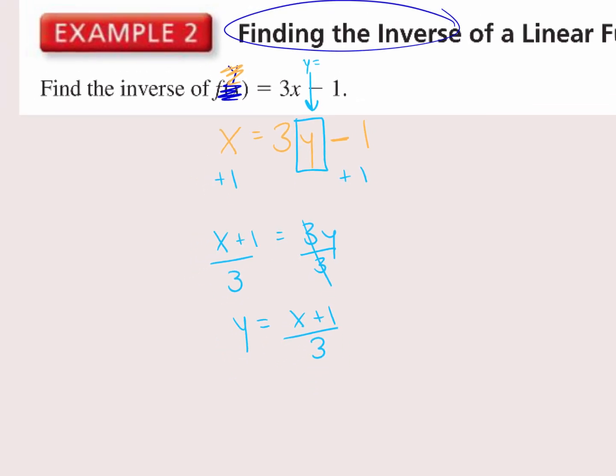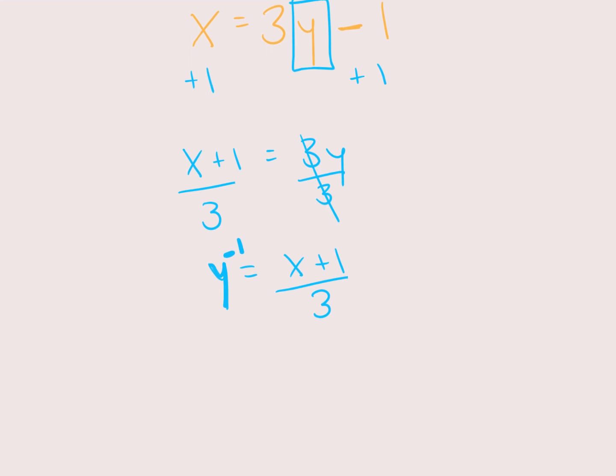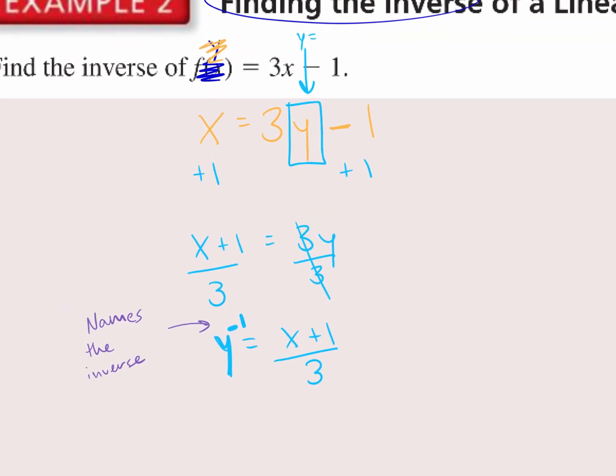Now the last step, we just have to name our inverse. So we put a little -1 exponent on the y just to say this is the inverse of our function here. So this little symbol is just naming the inverse. It'll always just be that little -1 on top. So it's just what you put there to say, this is the inverse. It's not really an exponent, it's just like, here's our inverse. So this would be our answer.